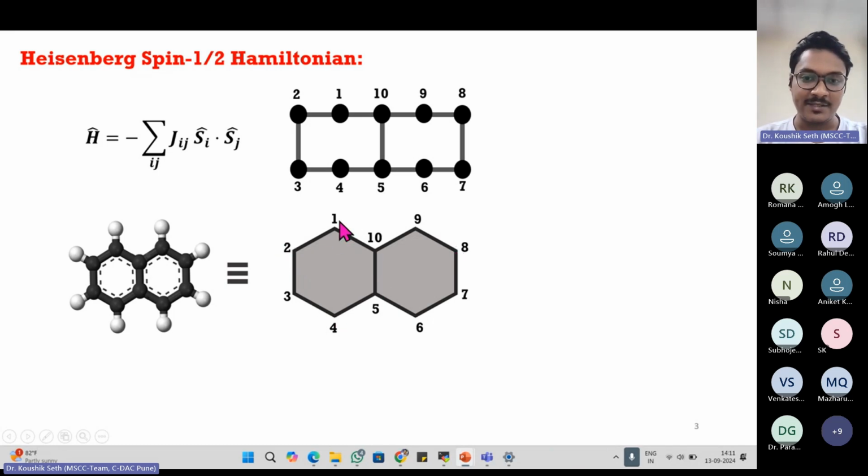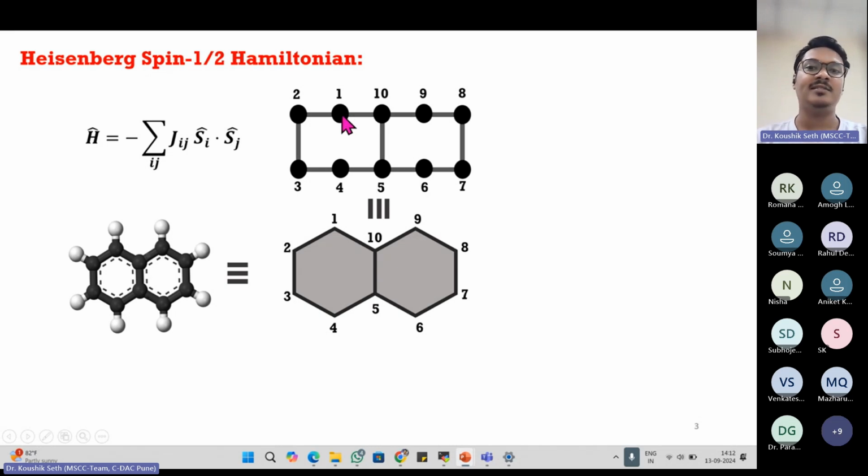So this side only has the carbon atom. And the bond between the carbon atoms, the molecular bond, we consider it as a bond. So we can show that these two systems are equivalent. How? To make that, the Heisenberg Hamiltonian is only able to see the nearest neighbor.